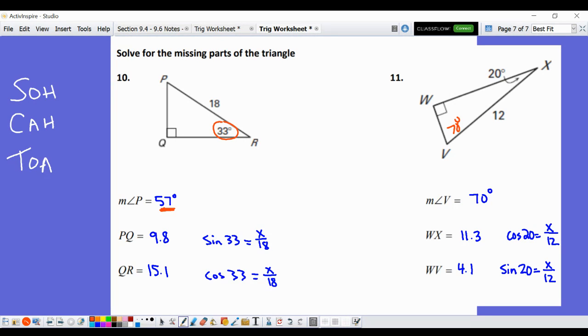get angle P. Okay, and again, in each one of these, we take a look, we set up the trig function, we solve. When x is on top, we multiply by the denominator. When x is on the bottom, we just take the side length and divide by the trig function. So at this point, it should all be coming together here as we finish and wrap up trig worksheet number 2.